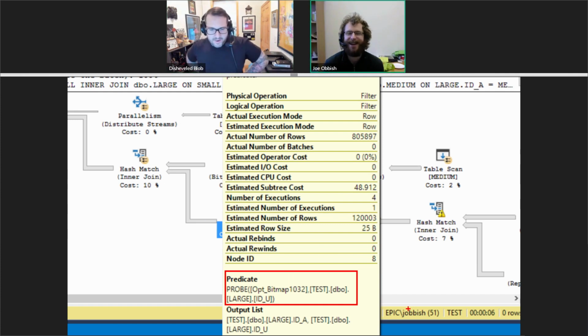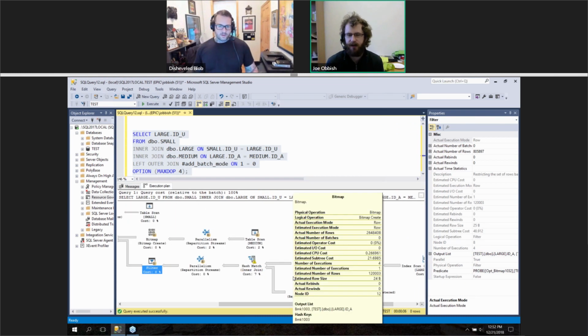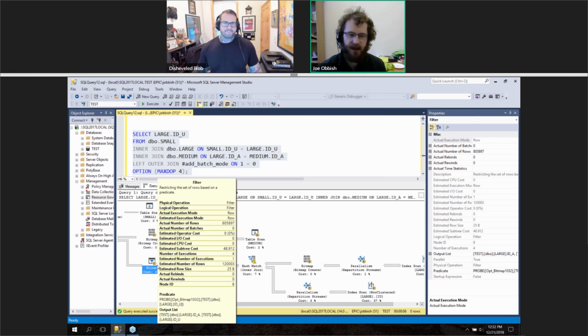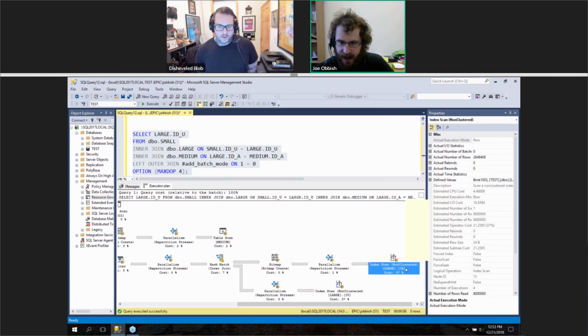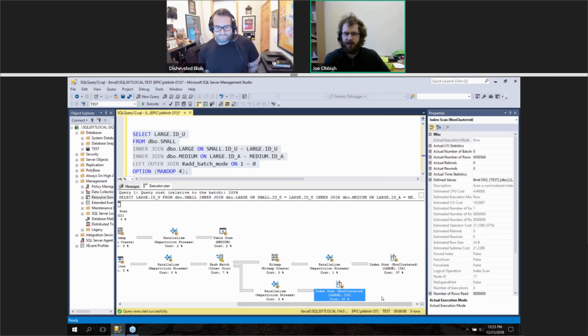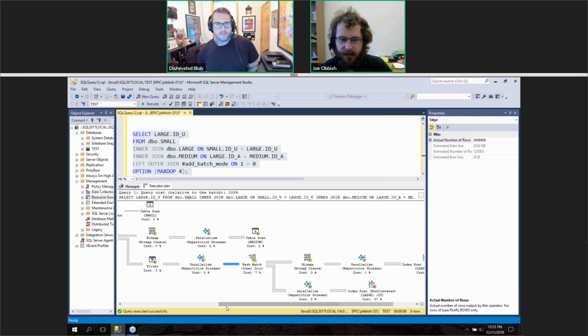All right. Here is our batch mode bitmap. It's in this filter operator. It can't be pushed all the way through to the hash join. And I mean, that makes sense. So this filter is on the IDU column. This index scan is IDA. This index scan is IDU. So of course this filter can't be pushed, right? The column isn't there yet. The column isn't in the result set until here. It's just not output yet. Son of a gun. That seems suboptimal to me.